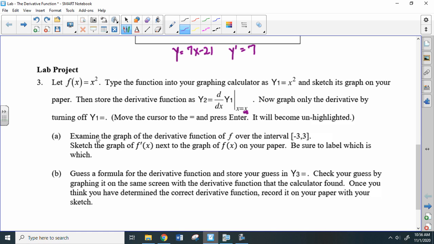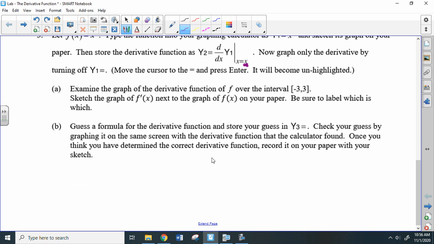It does give you some restrictions, like you can change your window a little bit, but you are going to draw a picture of the derivative graph next to your f of x graph on your paper. And make sure you label f of x equals x squared, and then the other one f prime of x equals, and then tell me what you think it equals. And don't write it down until you think you have an accurate guess, right?